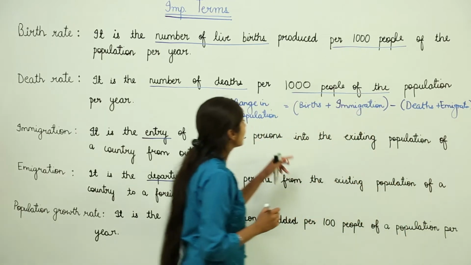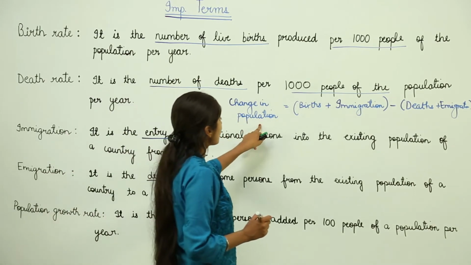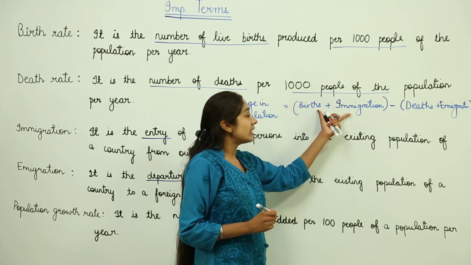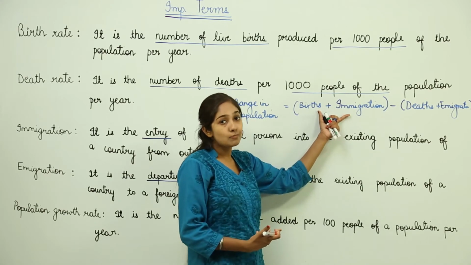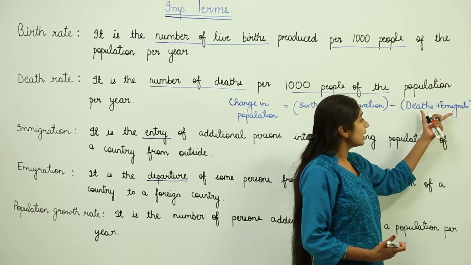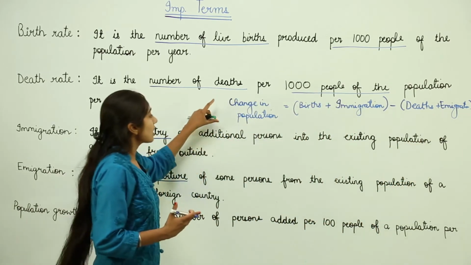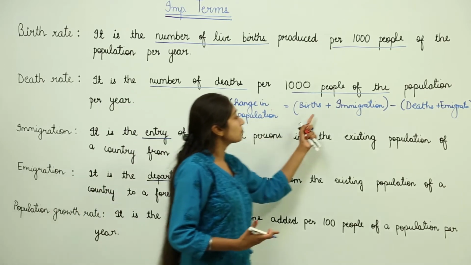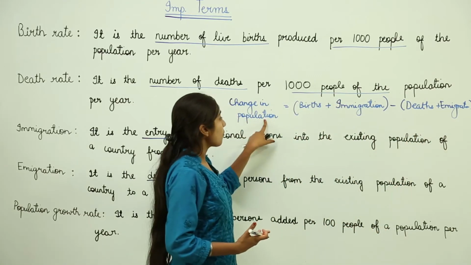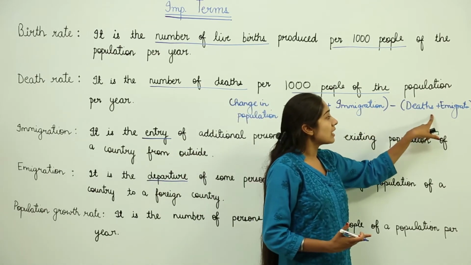So, how can we calculate the change in population? I've just summed up these four terms as change in population is equal to births plus immigration, right, because this is going to involve the increase in the number of persons in the population of a country, minus deaths plus emigration. This is going to lead to the decrease in the number of persons in the population of a country. So, change in population is equal to births plus immigration minus deaths plus emigration.